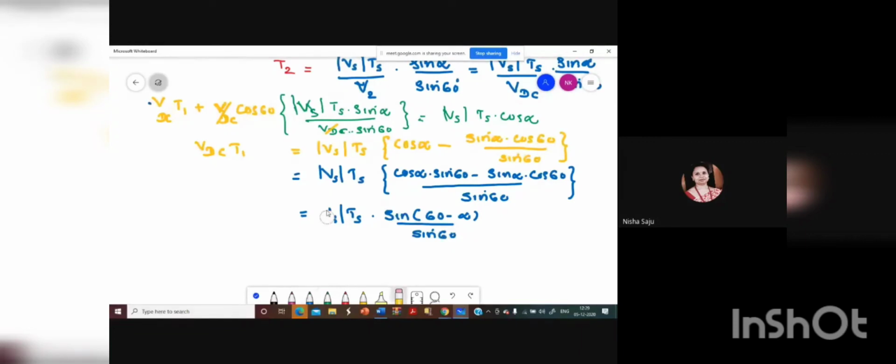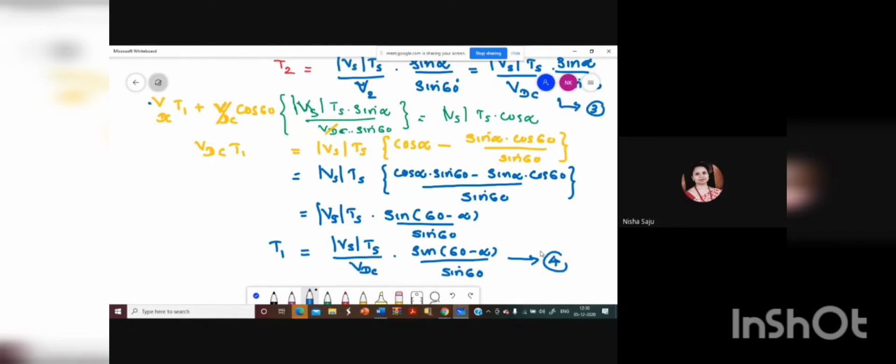So you have the expression for T1. In the case of the first sector, the expression for T1 is Vs into Ts divided by VDC, so you can put it as VDC into sine 60 minus alpha, because alpha is the angle which the sampling vector makes with the alpha axis, divided by sine 60. So this is the expression for T1 and this is the expression for T2. Let it be 3 and let it be 4.